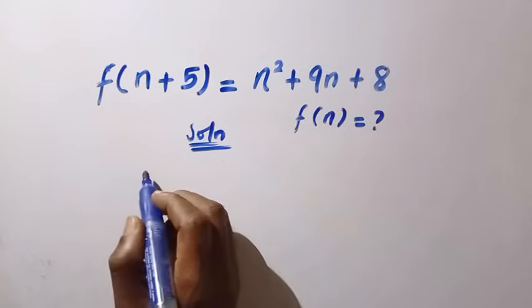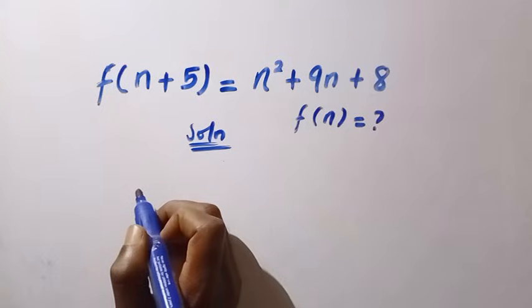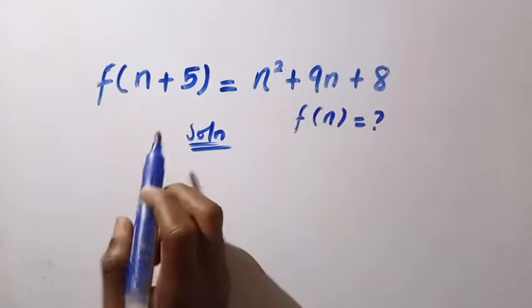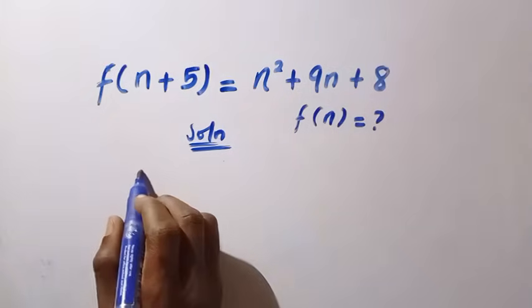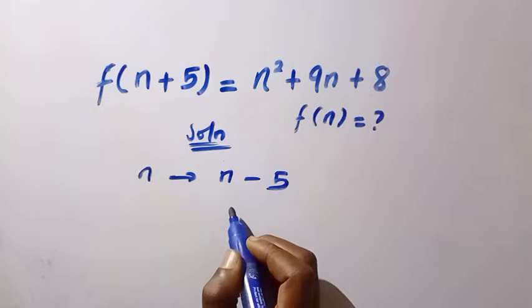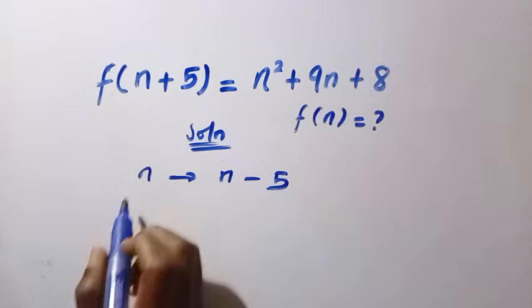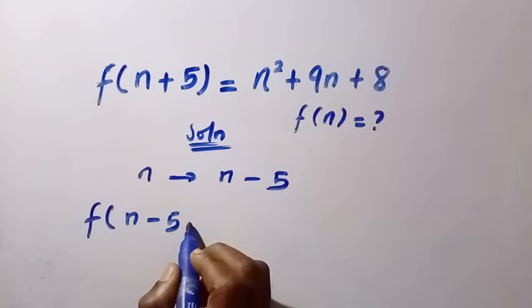I'm going to be using a finite difference method to solve this functional challenge. The first step is, we are given this domain as n plus 5. Suppose I change n to n minus 5. So here it becomes f of n minus 5.